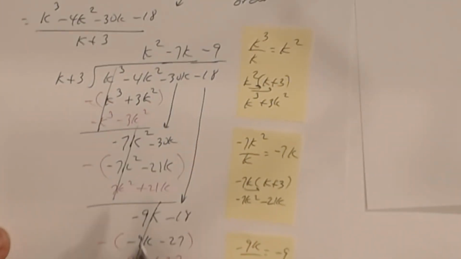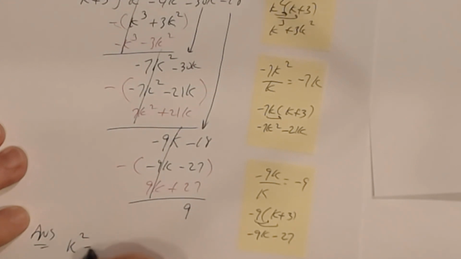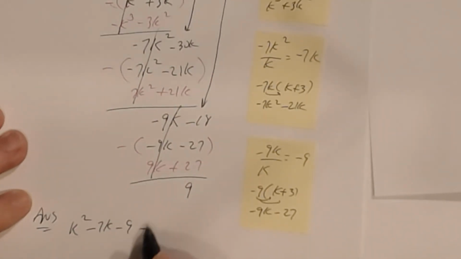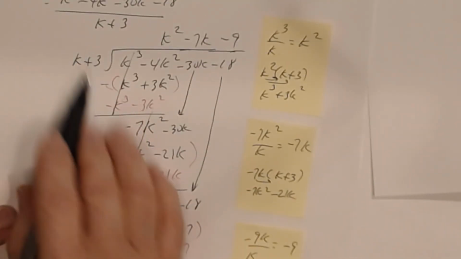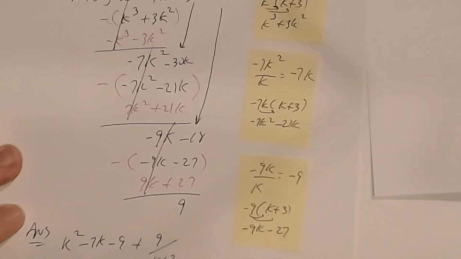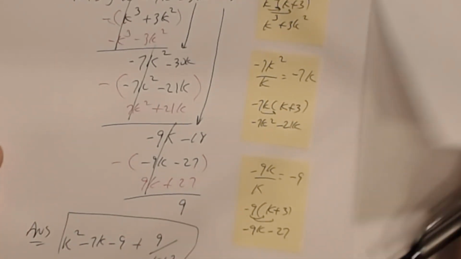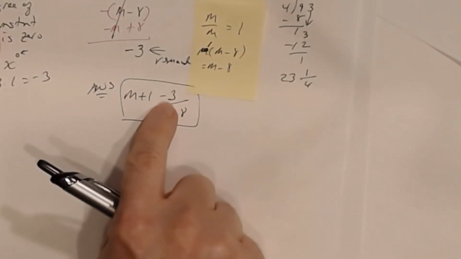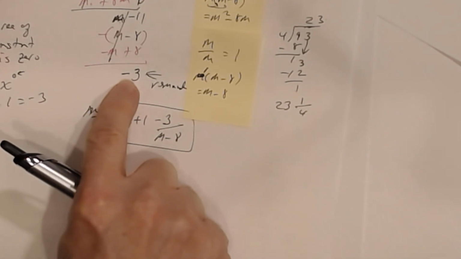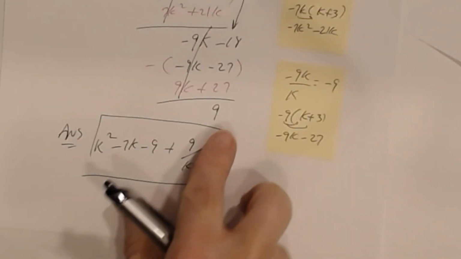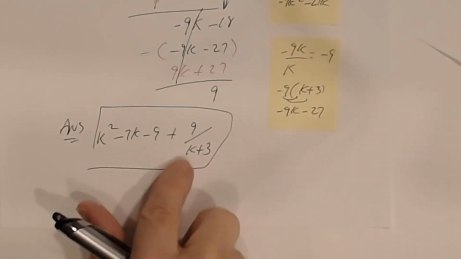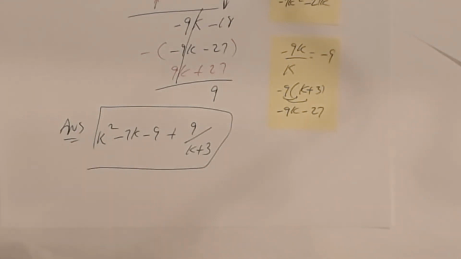The answer is going to be the quotient, which is k squared minus 7k minus 9 plus, see that's plus here, 9 divided by the divisor, which is k plus 3. All right. So notice, I just want to remind you, see how I had a minus here? Because the remainder was a negative 3. Here, the remainder is a positive 9, so you say plus 9, just like that. All right. So that's your answer.